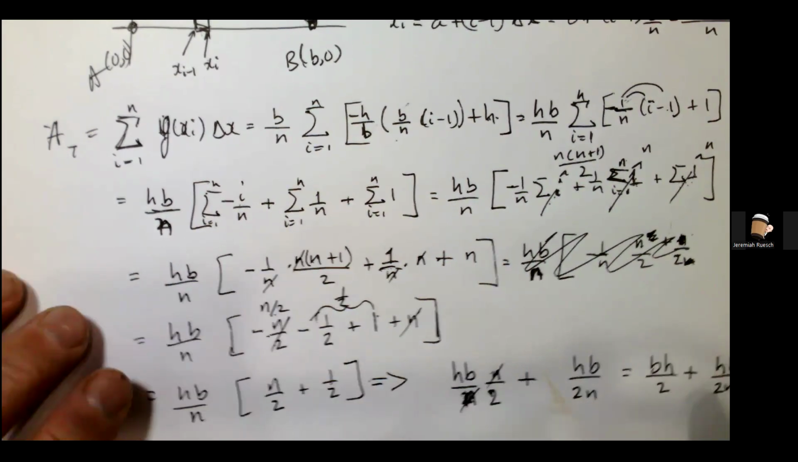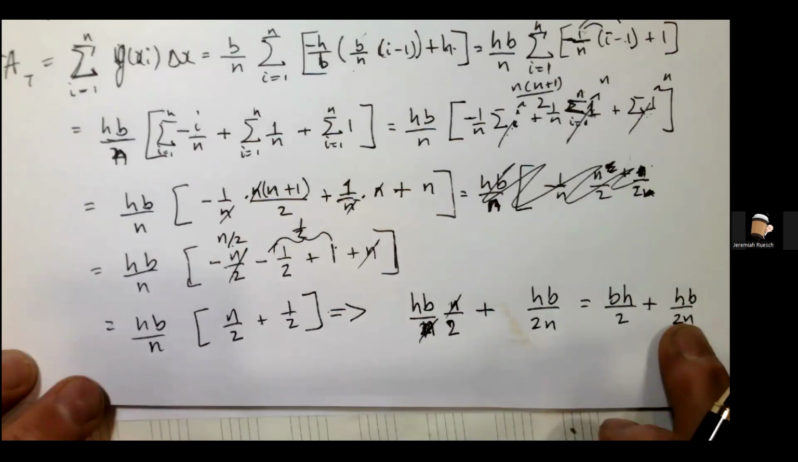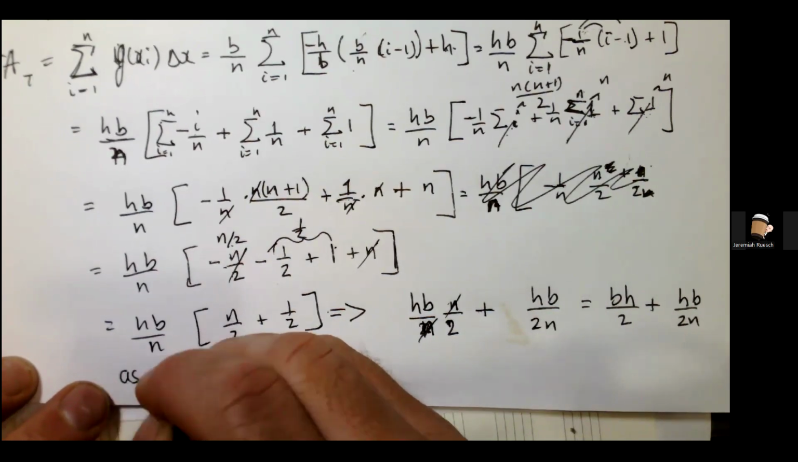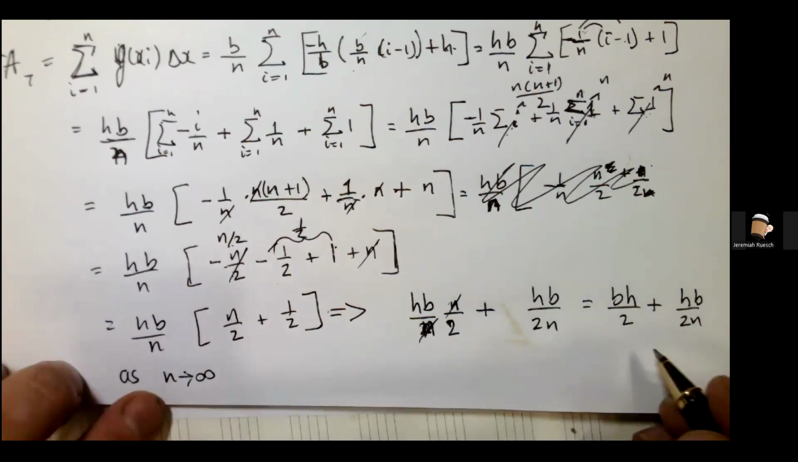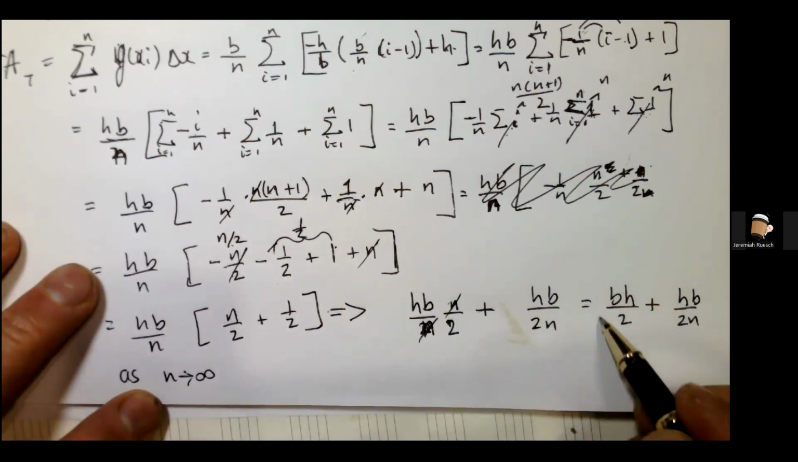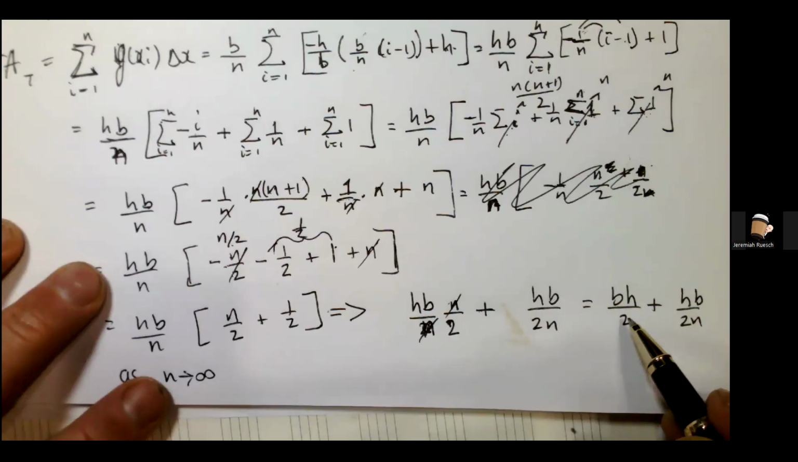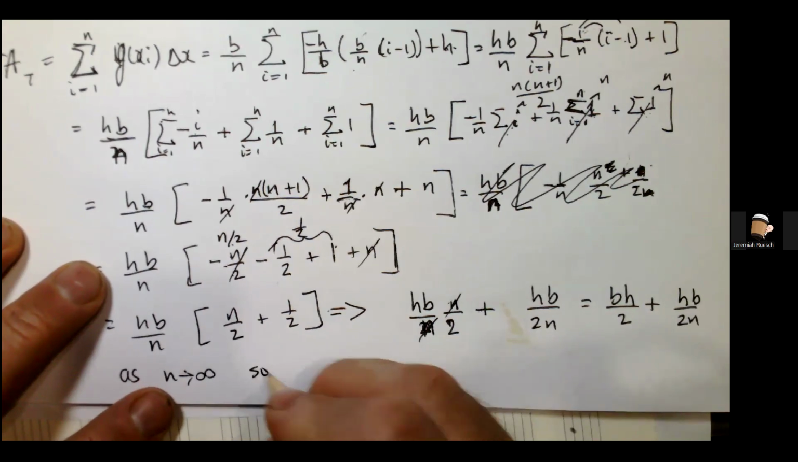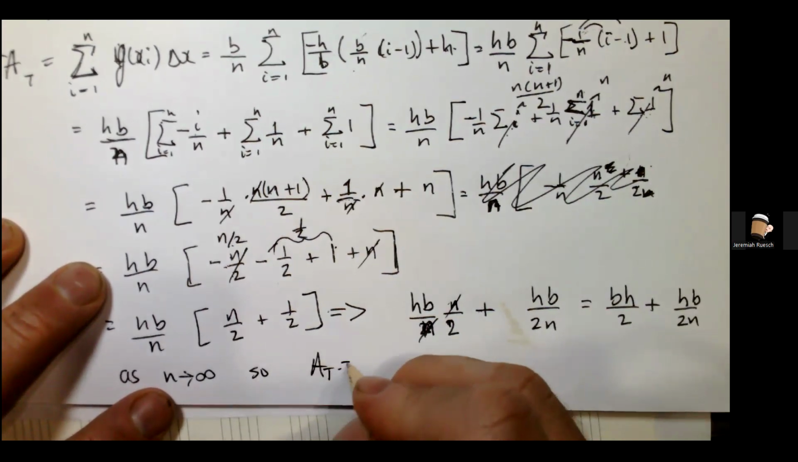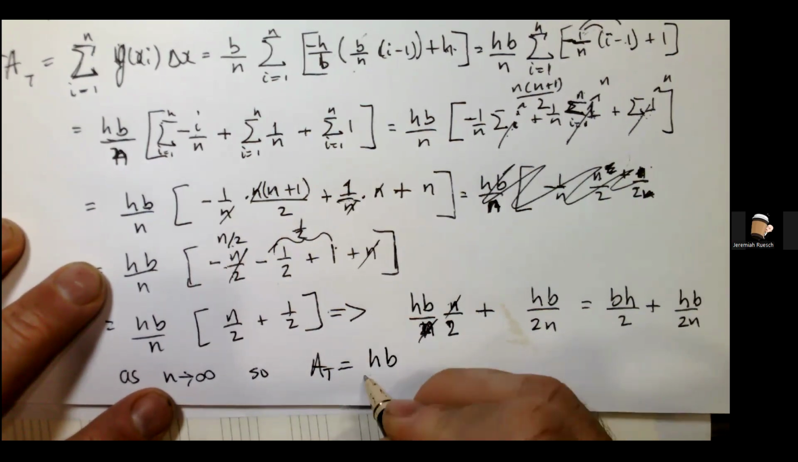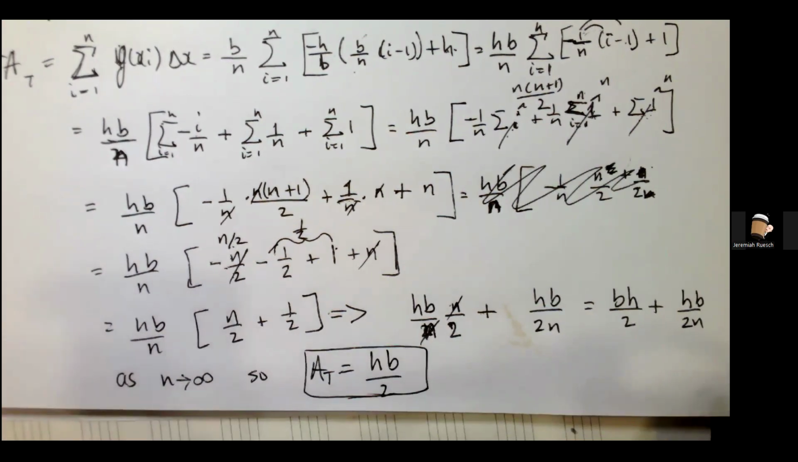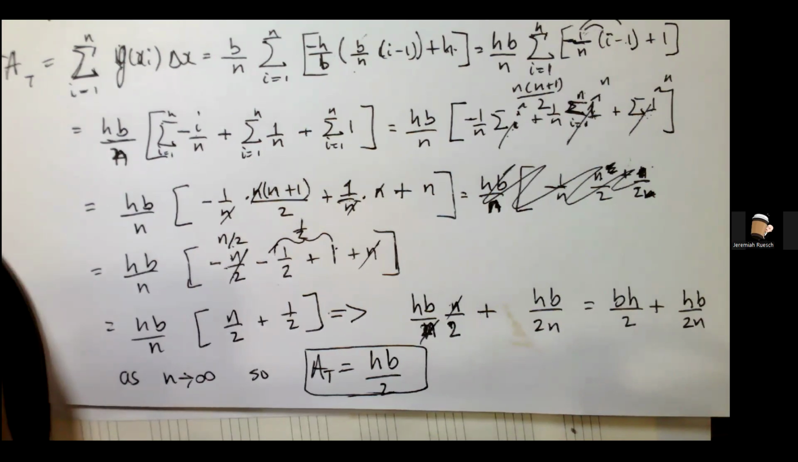Okay, and now this is for n rectangles. So in the limit then, as n goes to infinity, this first term is a constant with respect to n. And this term, as n goes to infinity, will go to 0. And so the total area then is going to equal h times b over 2, which is exactly what we were expecting from the previous warm-up problem.